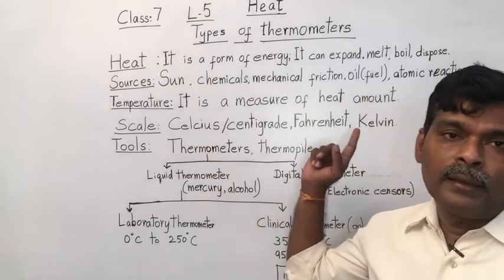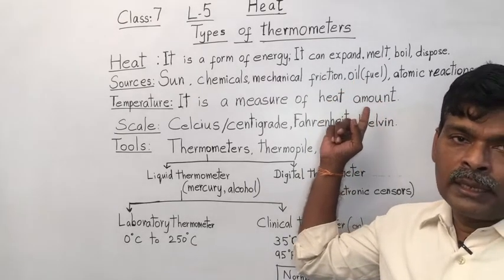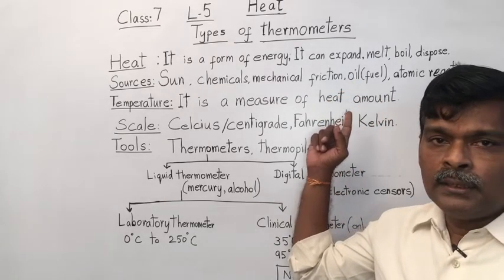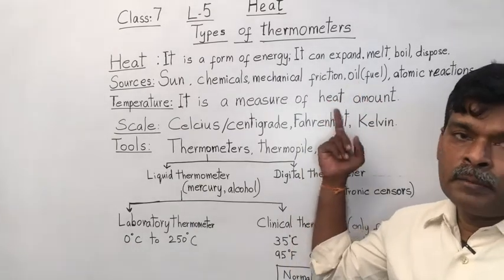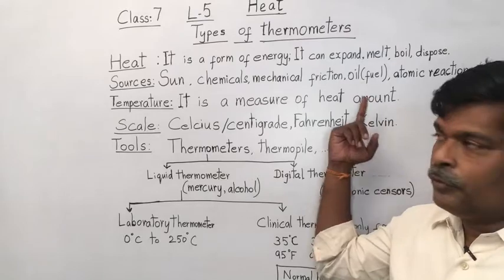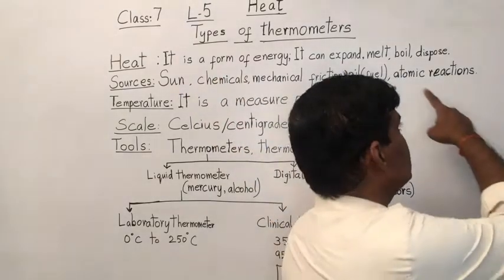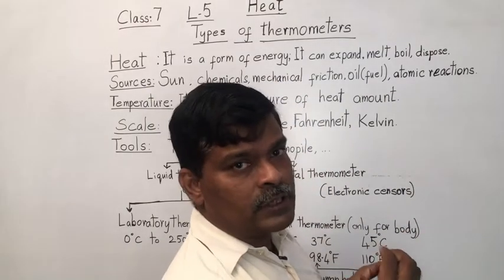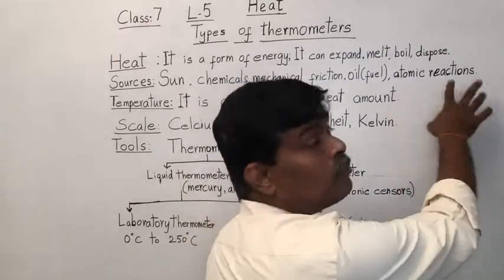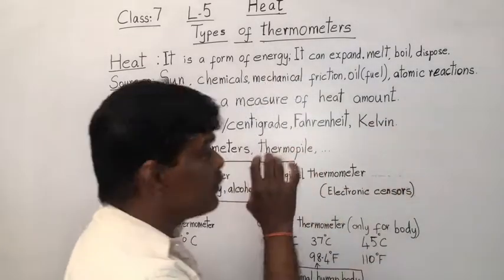Next one, oil. Oil is a fuel we are using in our motor vehicles, for automobiles, and for burning anything. We have a lighting purpose, we have oil as a fuel. It also gives heat. Next, atomic reactions. In many atomic reactions, atomic fusion and atomic fission, both times we are getting a heavy amount of heat from atoms. So that is also a source of heat.